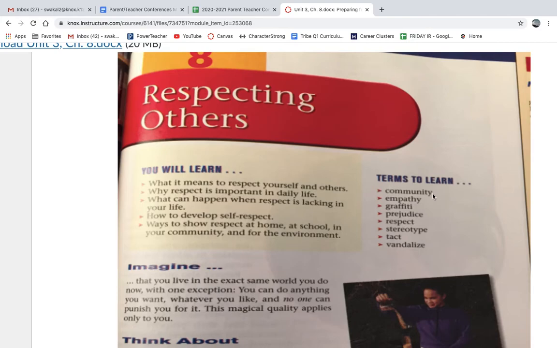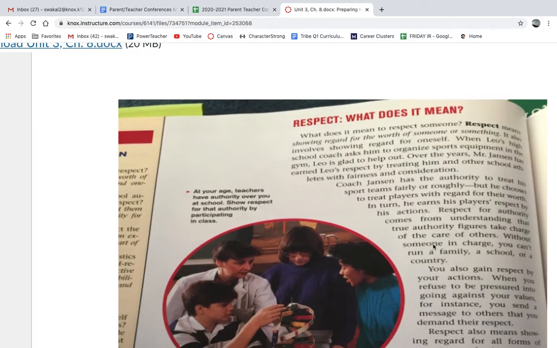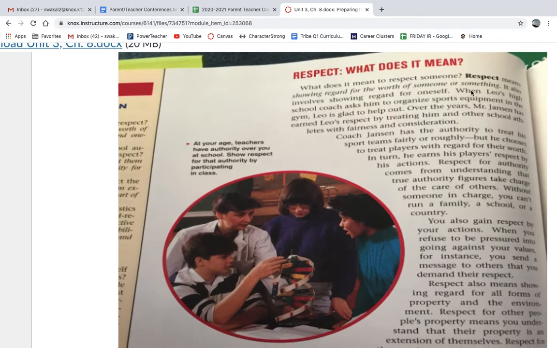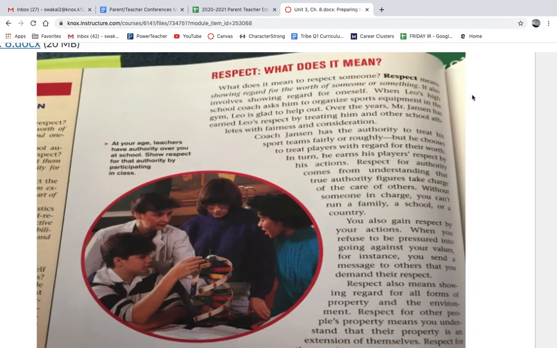So the vocabulary words are community, empathy, graffiti, prejudice, respect, stereotype, tact, and vandalize. And those words can be found in this chapter. For example, respect is right here, and the definition follows this word. It says here, respect. What does it mean to respect someone?